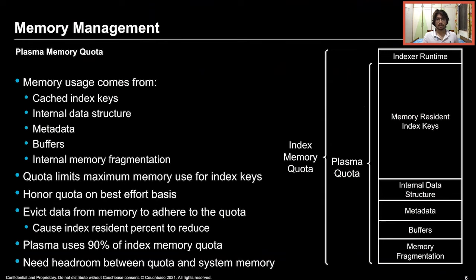The index service memory quota limits the memory use for the index keys and is honored on a best effort basis. To adhere to this quota, Plasma will evict index keys from memory, which causes the index resident percent to reduce. Plasma uses 90% of the index memory quota, and the rest is used by the indexer to maintain index lifecycle. Since the memory quota is not a hard limit, Plasma's memory usage can be more than the quota. So it is suggested to have some headroom between the quota and the total system memory.